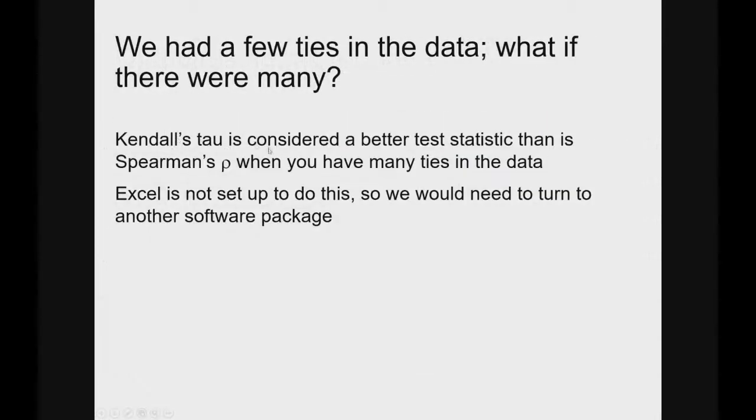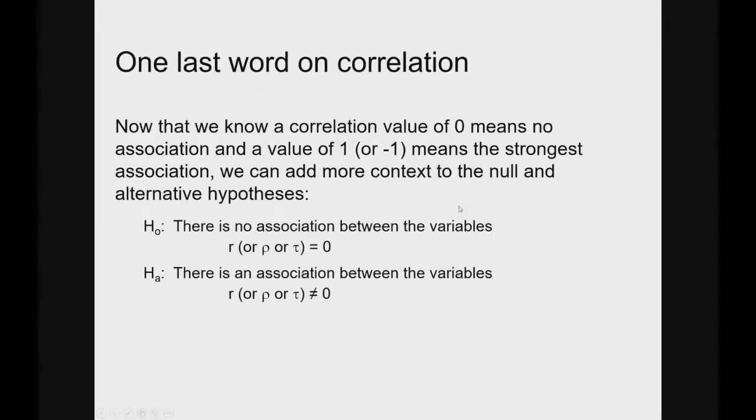One last word on correlation. You can have a value of 0 where there's no association. A value of 1 or -1 means the best correlation. So we can now put more context on our null and alternative hypotheses, right? Our null hypothesis is that we say there's no association. What that would mean is that our R value, or our rho value for Spearman's, or our tau value for Kendall's, is equal to 0. If there is an association, we're saying that whichever value that is, it's not equal to 0.